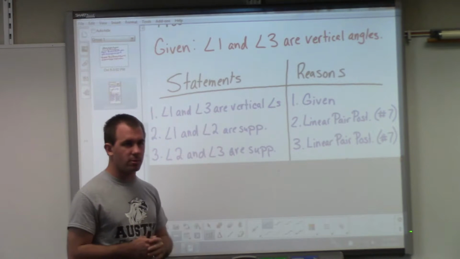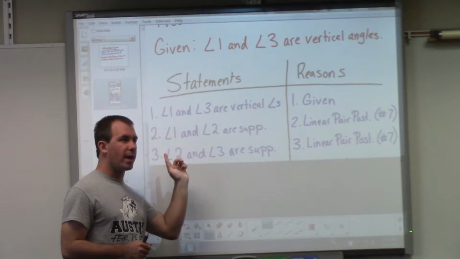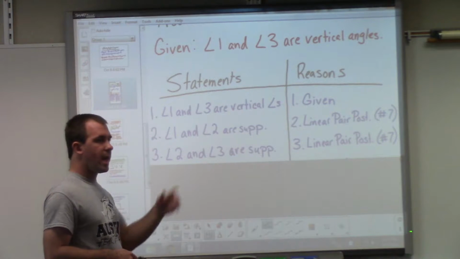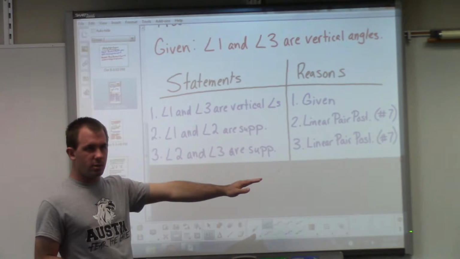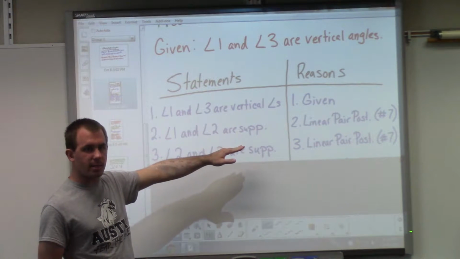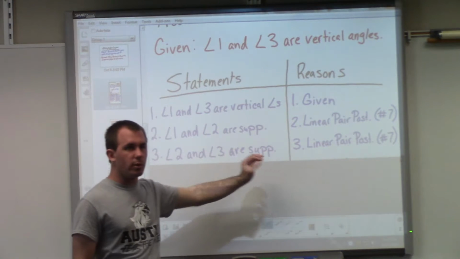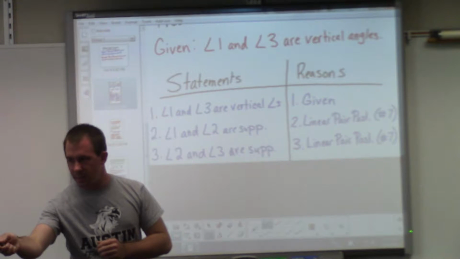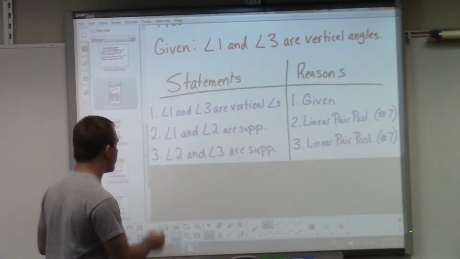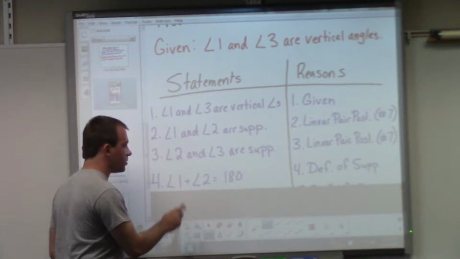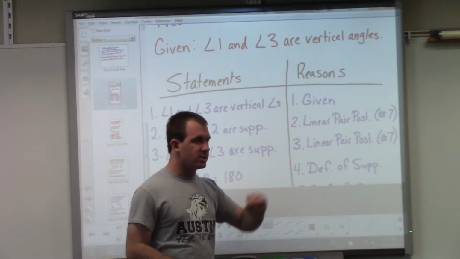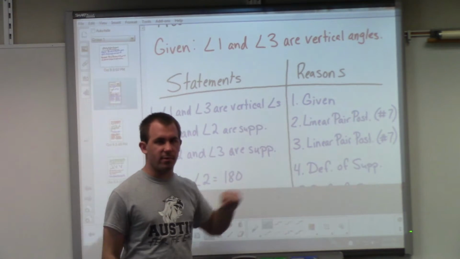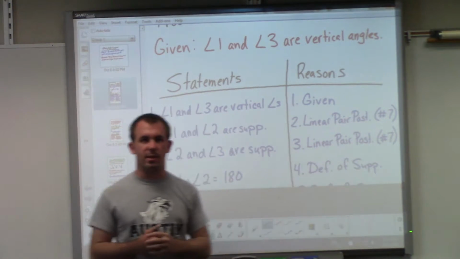So if we know angle 1 and angle 2 are supplementary, what will angle 1 plus angle 2 equal? Yes, 180 degrees. And what's going to be the reason we use? Remember, we have vocabulary terms here. So we need to use the what of those vocabulary terms? Yes, the definition. Good job. So we know angle 1 plus angle 2 equals 180 by the definition of supplementary. Again, abbreviation, DEF for definition, and there's that SUPP again for supplementary.